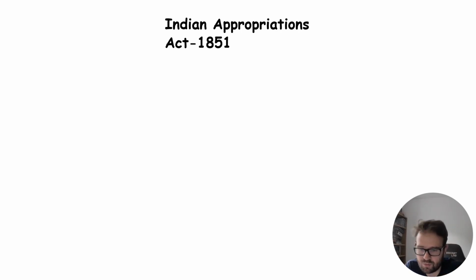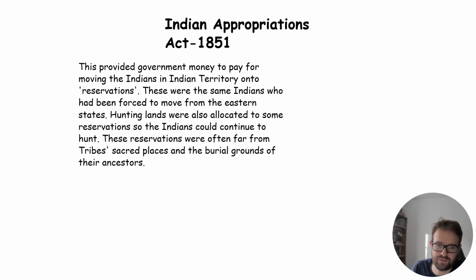And then you get the Indian Appropriations Act. Main thing to know with this one, this is where reservations start. So 1851, basically they're wanting to move the Indians in the Indian Territory onto reservations. Again, you'll find this whole topic is all about Americans changing their minds and moving Plains Indians around. These were the same Indians who had been forced to move from the eastern states, so they're getting moved again.